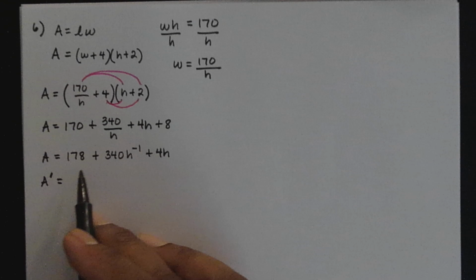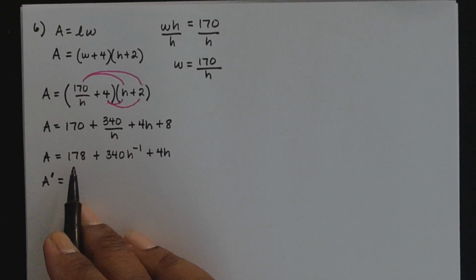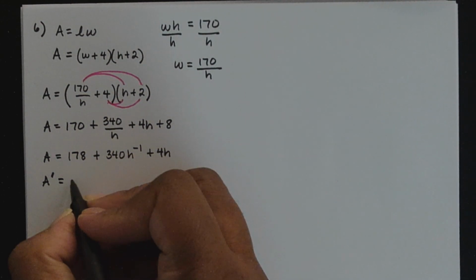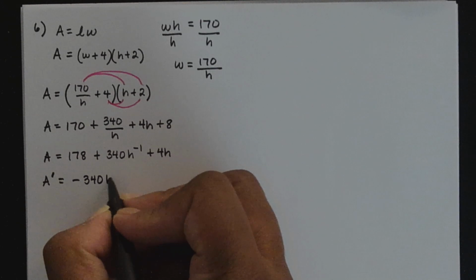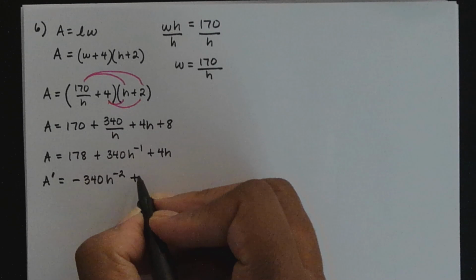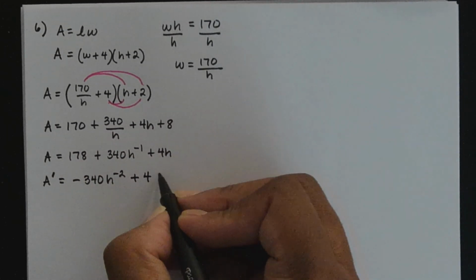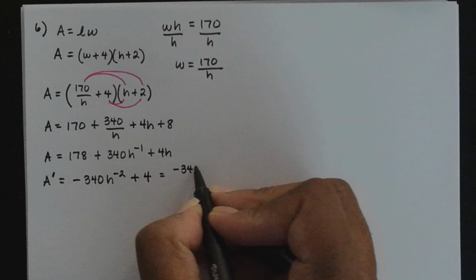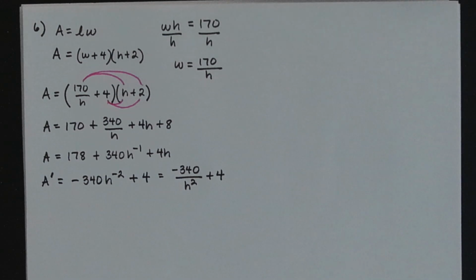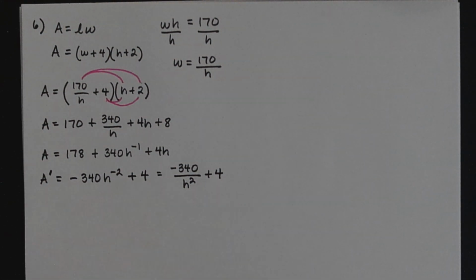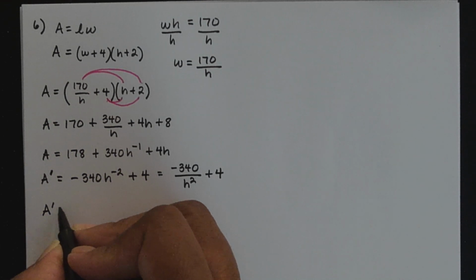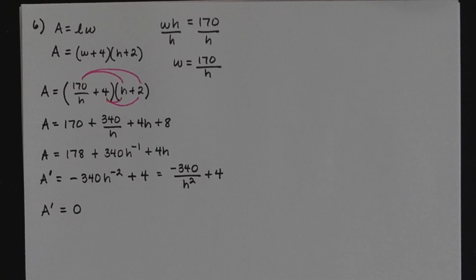So when I do that, the derivative of 178 is 0. For 340 H to the negative 1, its derivative will be this. Bring the negative sign, that'll be minus 340. Copy the H over to the 1 less power. Negative 1 minus 1 would be negative 2. Plus the derivative of 4H will be 4. And I can also write this as negative 340 divided by H squared, and then plus 4. And I'll set A prime to be equal to 0.